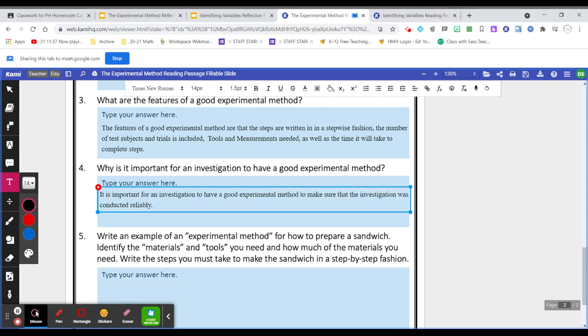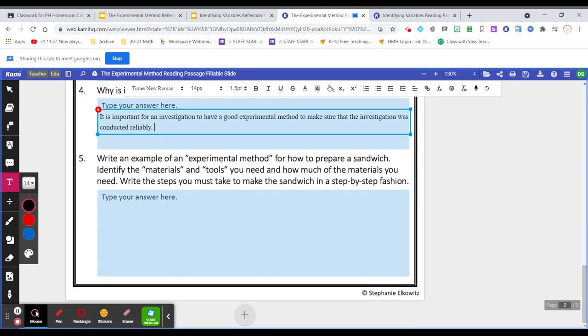All right, so for the last part, question 5, you're going to answer this on your own. I'm going to give you a couple of minutes to write out an example of an experimental method for how to prepare a sandwich. Identify materials and tools you'll need and how much of the materials you need. Write the steps you must take to make the sandwich in a step-by-step fashion.